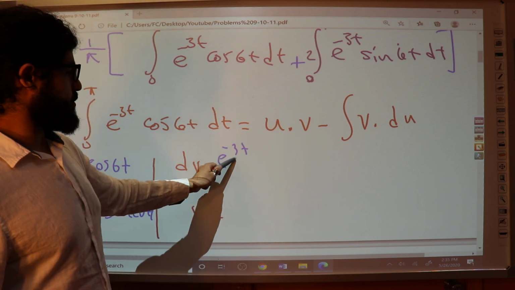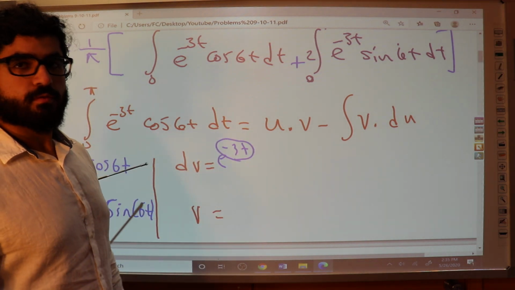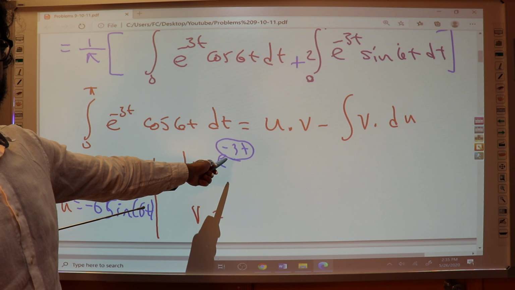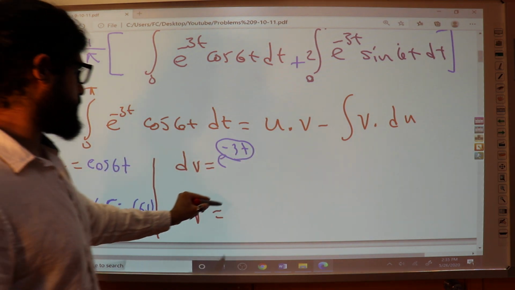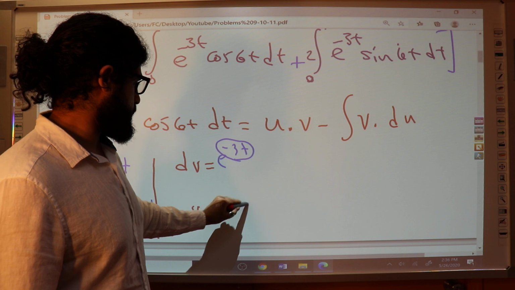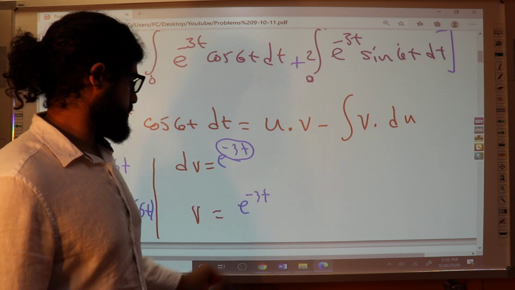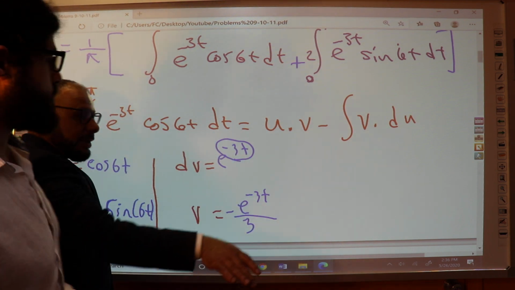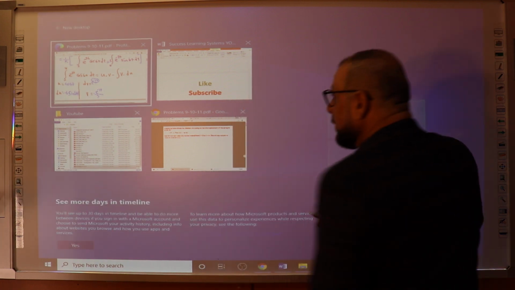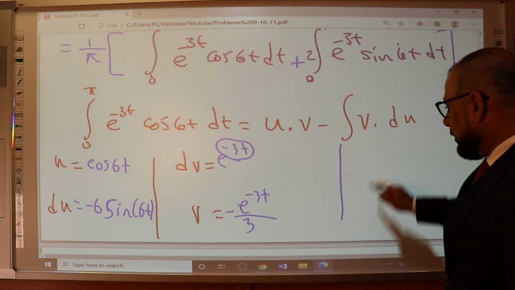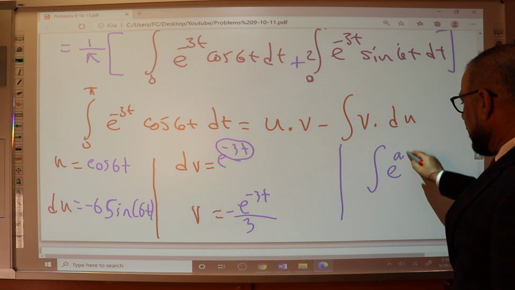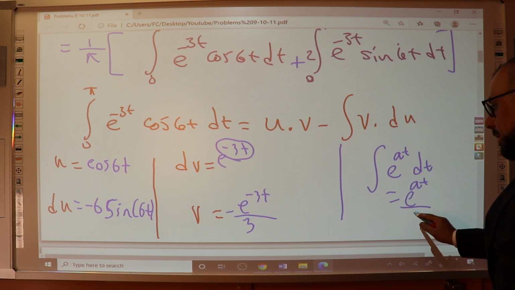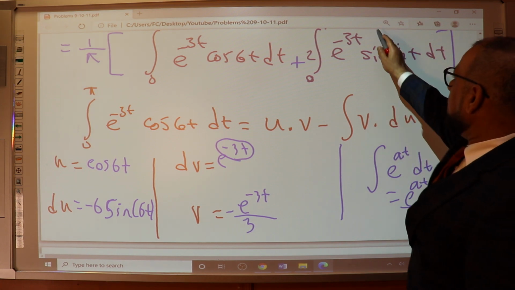Just dv, so you guys remember, this is a function. Here we derive, here we have to integrate. You have to integrate, but you have to derive the top, what e is raised by. e to the negative 3t, so the answer is going to be e to the negative 3t divided by negative 3. This is derivative of what it's raised to. On the side, he's telling us the integration of e to the at dt equals e to the at over a. Good? That's what you're telling me, right?